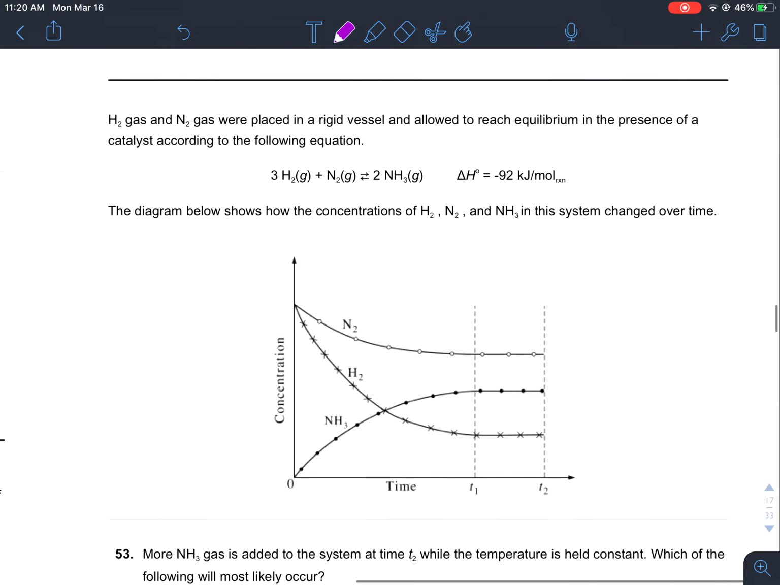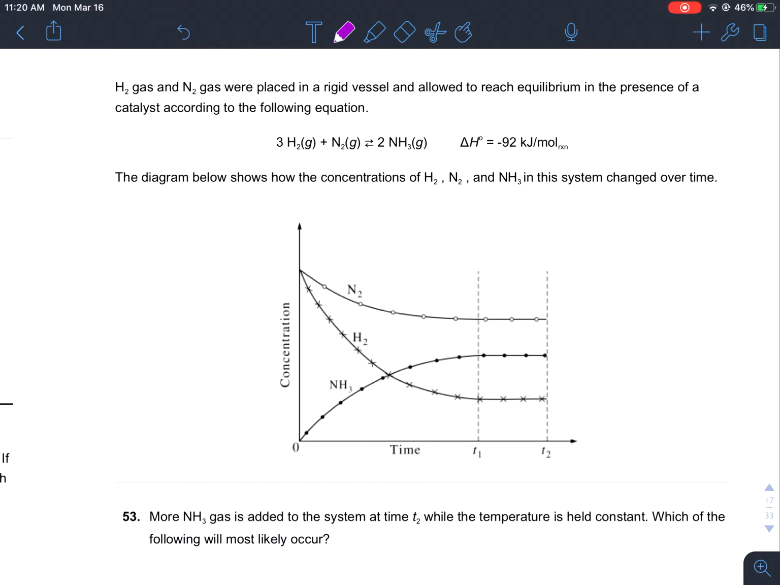Number 53. H2 gas and N2 gas are placed in a rigid vessel and allowed to reach equilibrium in the presence of a catalyst according to the following equation. The diagram below shows the concentrations of H2, N2, and NH3 changing over time. More NH3 gas is added at time 2. The temperature is held constant. Which of the following most likely will occur?